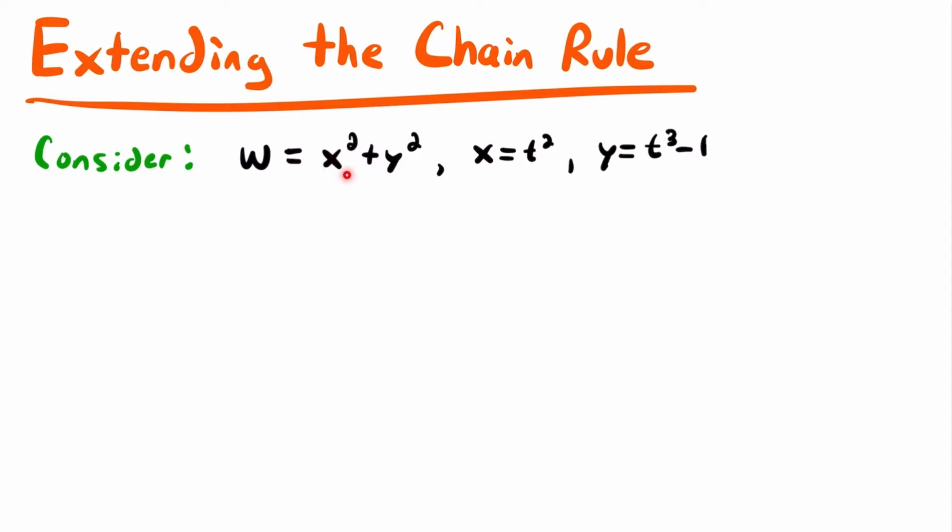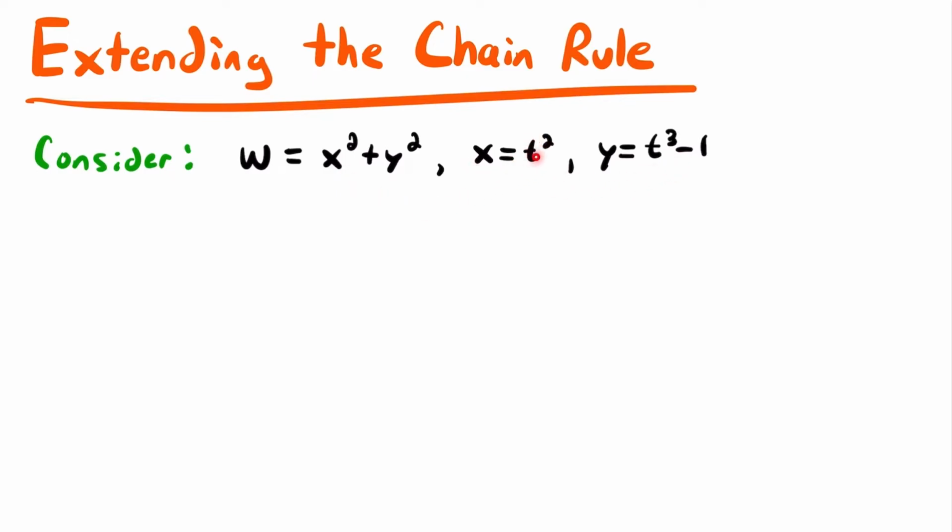But then both of those variables, x and y, are defined in terms of another variable, right? x is defined as being t squared, and y is defined as t cubed minus 1. In this case, t is acting as the independent variable, while x and y are the intermediate variables. They are acting as bridges or pathways from the dependent variable w to that independent variable of t, right?